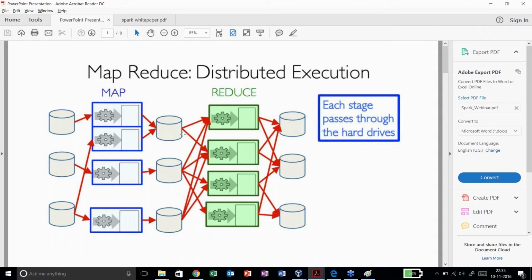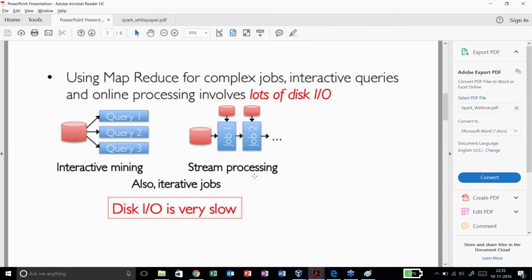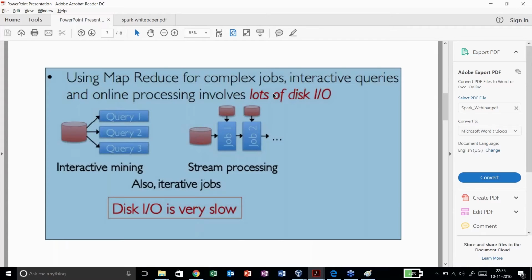Then reduce also reads the data from the disk and writes the data into the disk. So each stage here, shuffle and sort, we are assuming is part of the reducer only, but each stage passes through the hard drives. So if you have iterative jobs, you can see every stage goes through the disk. So there is a tremendous disk IO involved in that, and that's the primary reason why MapReduce was not efficient in doing iterative analytics. Okay, so the primary concern was there is a lot of disk IO.